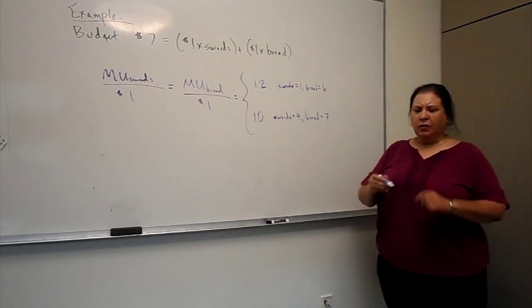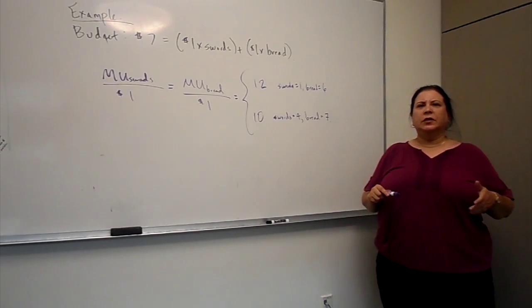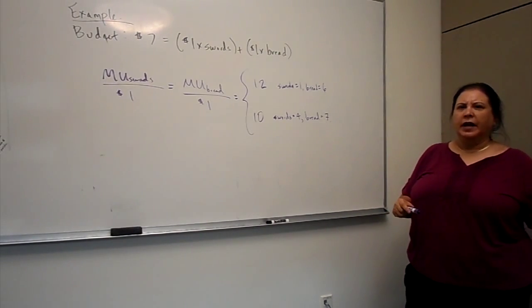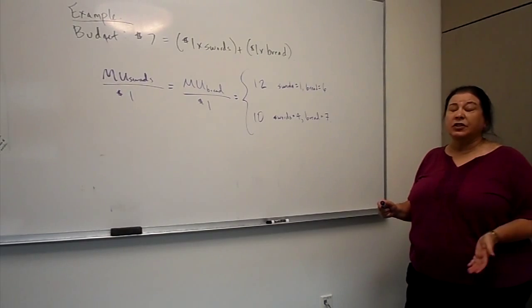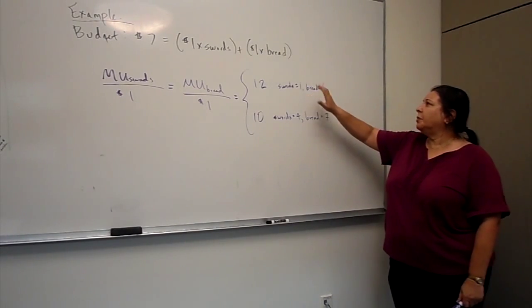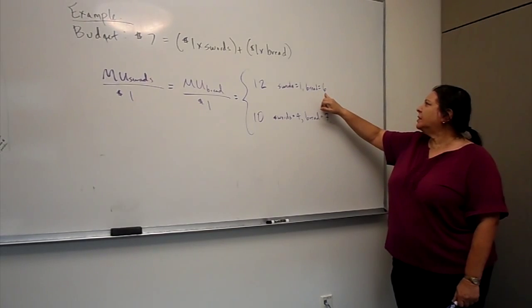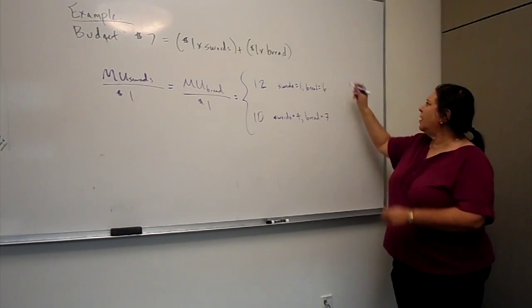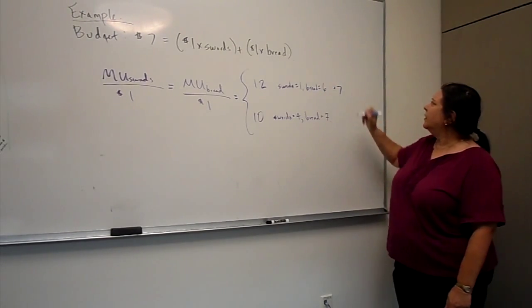Okay. Now we can tell which one is the right one. How do you tell which one is the right one? Because it has to cost $7, right? This costs $1 because the price is $1. This costs $6. This costs $7.